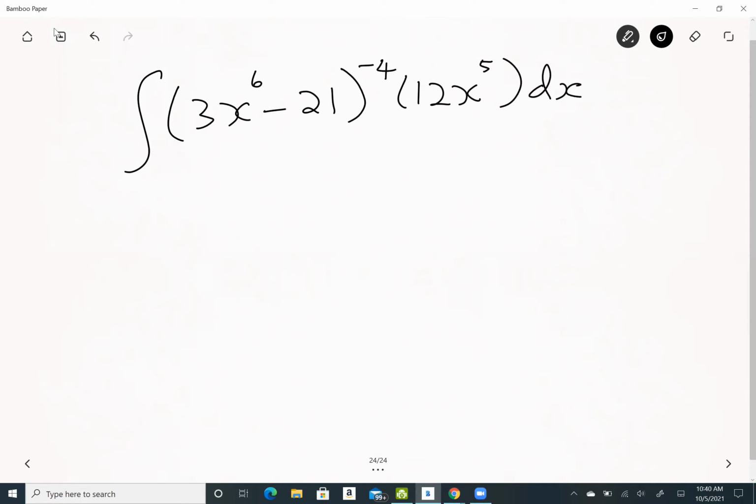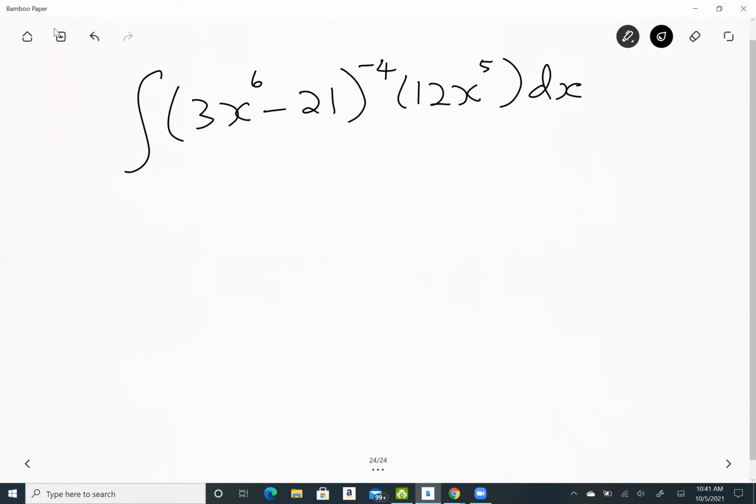Then you compare to what you have in the equation. What is u? You know u is everything in the bracket, right? So now what is u prime? Not 3x to the power of 6 minus 21, that is u. U prime is 18x to the power of 5.